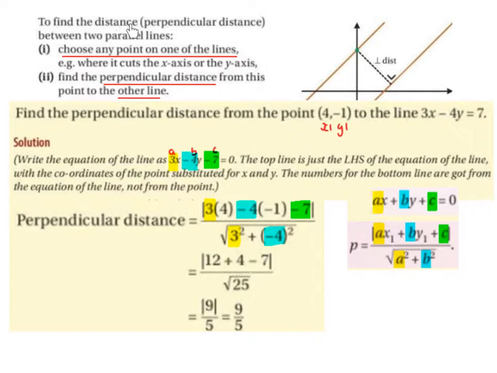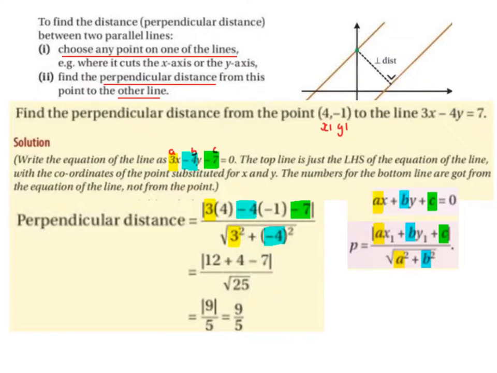To find the distance or perpendicular distance between two parallel lines, this is what we do. First of all, we choose any point on one of the lines. For example, it could be where it cuts the x-axis or the y-axis. And secondly, we find the perpendicular distance from this point to the other line.